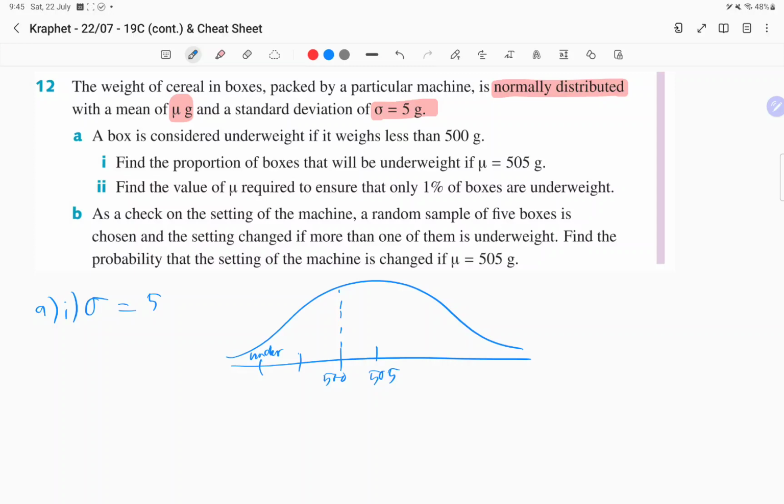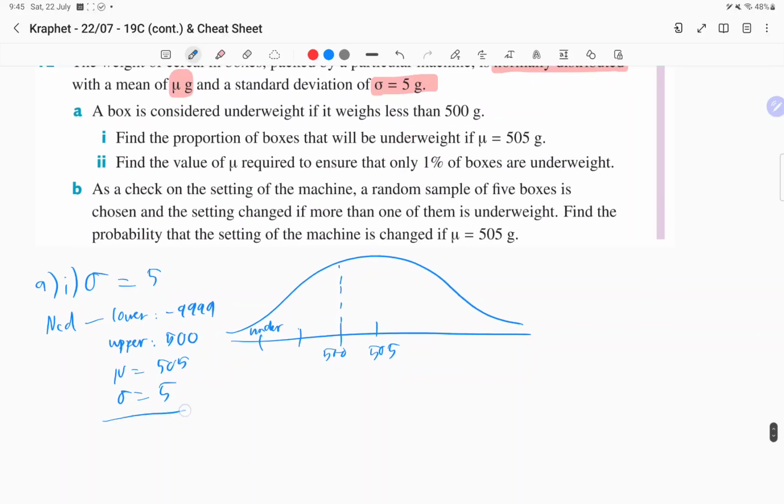Yeah, roughly it will be 16% or 0.16. Let's see. So, calculator: the proportion of boxes that will be underweight if the mean is 505. This is just the NCD, with lower as negative 9999 and upper as 500, mean 505 and standard deviation 5. Punch that in and you get the proportion of boxes. It has nothing to do with question A2, so I'll just leave it as it is.